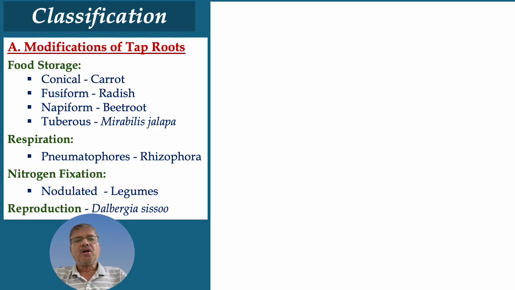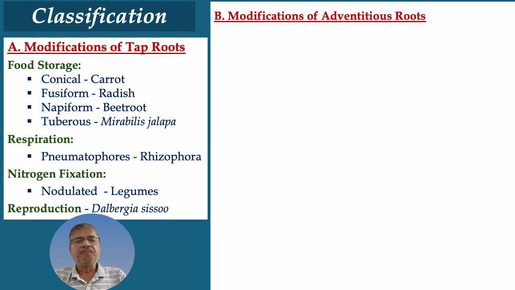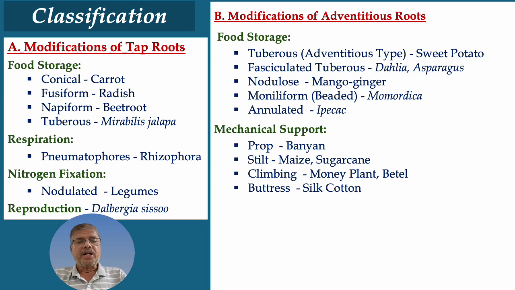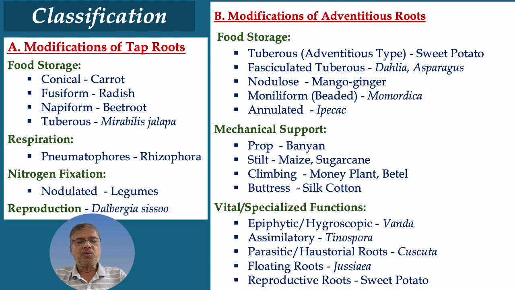The root modifications are classified primarily based on the type of root system they originate from, like taproot or adventitious root modification, and also based on the specialized function they perform. Here is the outline of the classification. Modification of the taproots includes food storage, that is conical, fusiform, napiform, and tuberous roots. For respiration, nematophores. For nitrogen fixation, nodulated roots of legumes. Reproductive roots in case of Dalbergia sissoo.